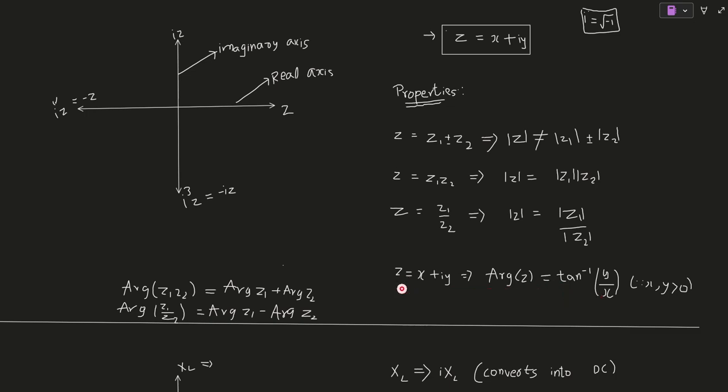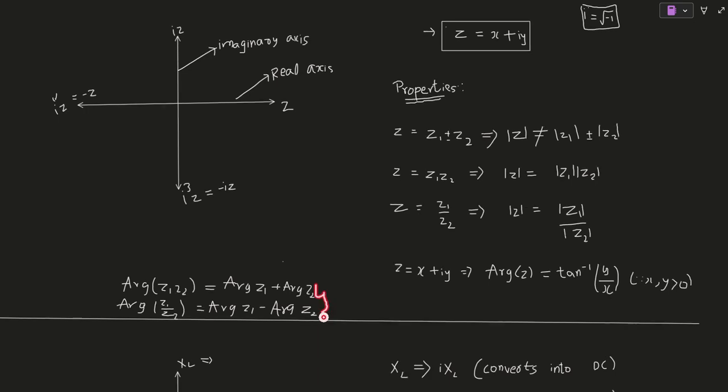So z = x + iy. The argument of z is tan inverse of y by x, and the argument theta is basically the phase angle, or the angle between two complex numbers. When x and y are greater than 0, we write tan inverse y by x. Here we have two properties of complex numbers in arguments. The argument of z1 times z2 equals the argument of z1 plus the argument of z2, and the argument of z1 upon z2 equals the argument of z1 minus the argument of z2. This is similar to log properties.